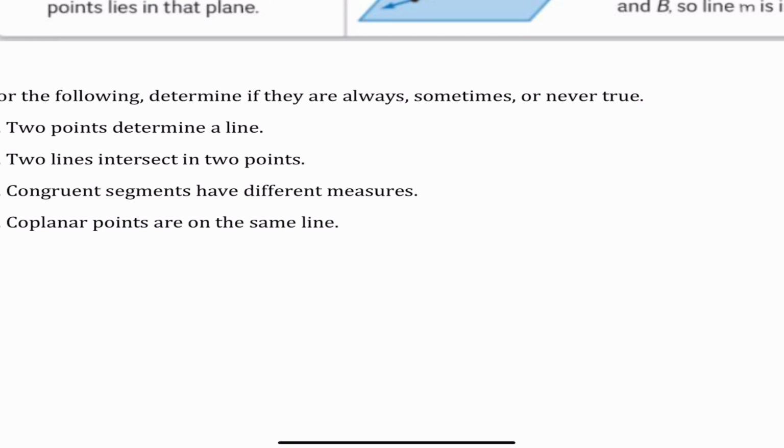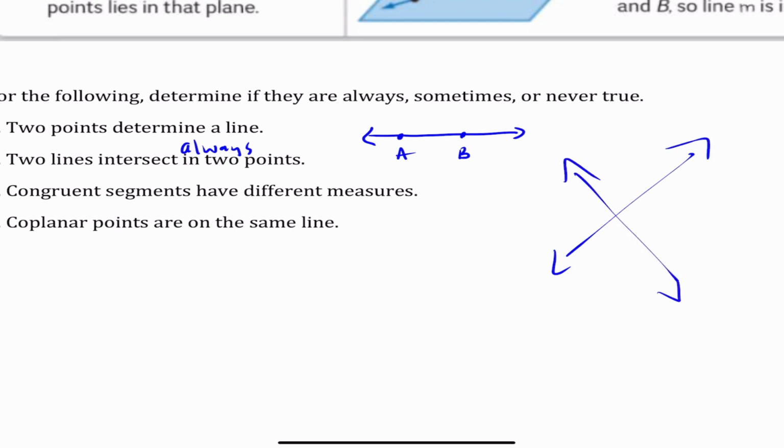All right, for the following, determine if they are always, sometimes, or never true. 2 points determine a line. That is always true. To name a line, you need to have 2 points, right? So this is always. All right, if I have these 2 points here, you need to use those 2 points to name that line. 2 lines intersect in 2 points. So if I draw these 2 lines, well, do they intersect twice? Absolutely not. So that will never be the case.